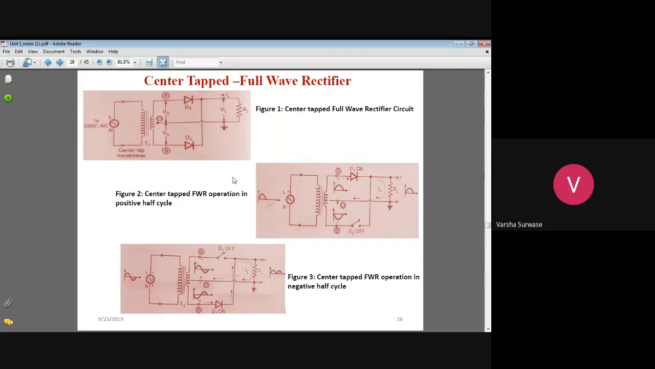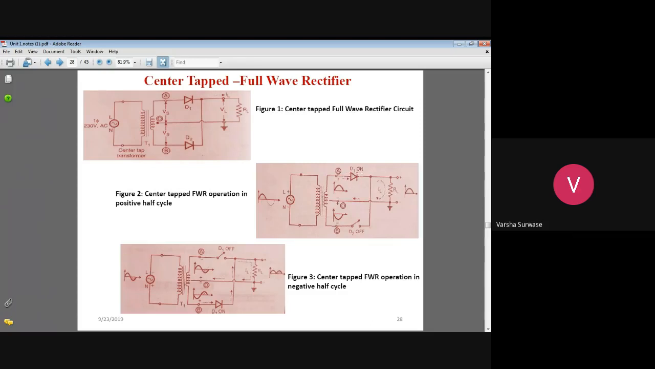In the positive half cycle of the input voltage, you can observe that this point A is positive with respect to B. A is positive and B is negative. So from this you will get the positive half cycle, and here you will get the negative half cycle. For the diode, the anode is connected to the positive terminal, so diode D1 acts as a closed switch. This diode D1 turns on.